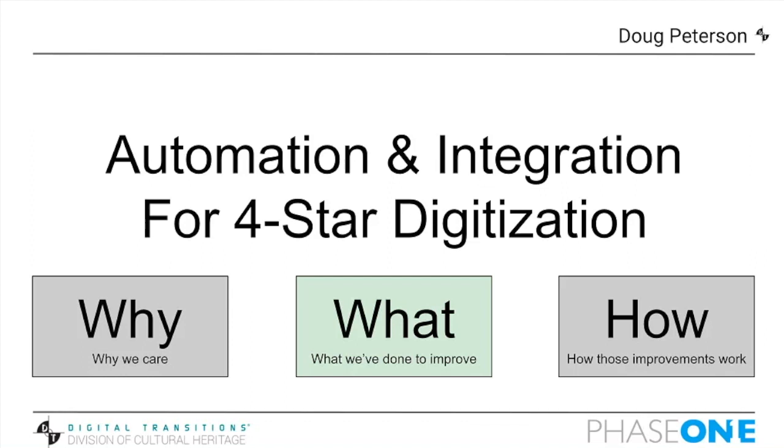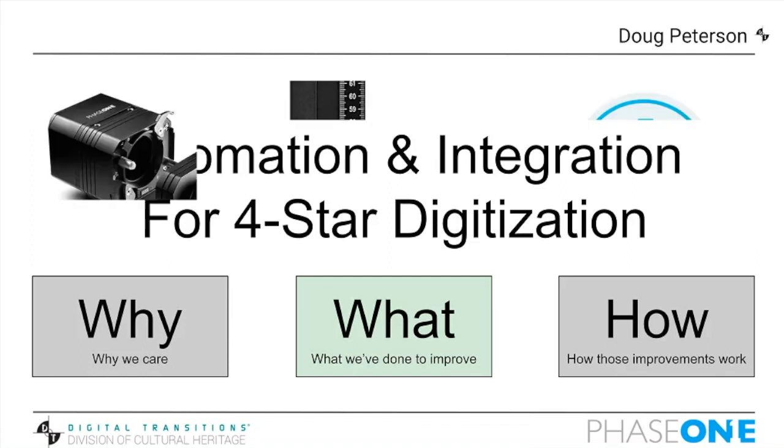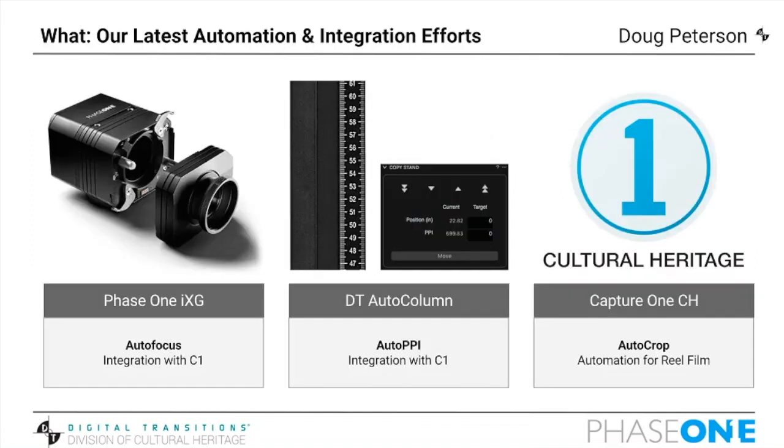So let's take a look at what those specific improvements are that we've made recently. What have we been doing to improve the automation integration? That's going to be three main areas, the Phase 1 IXG, the DT AutoColumn, and Capture1 CH, providing autofocus, auto-PPI, and autocrop, respectively.